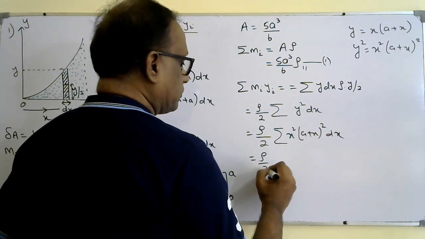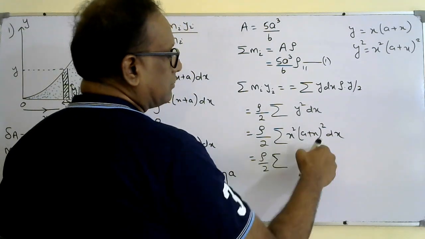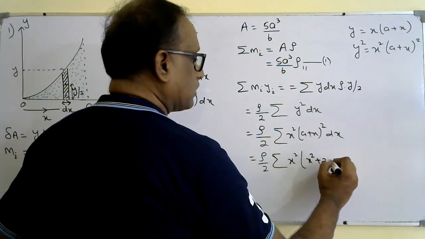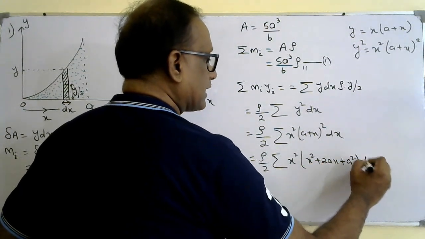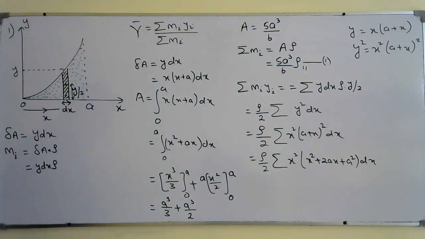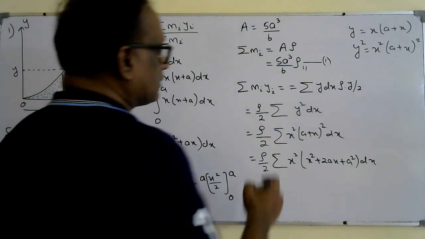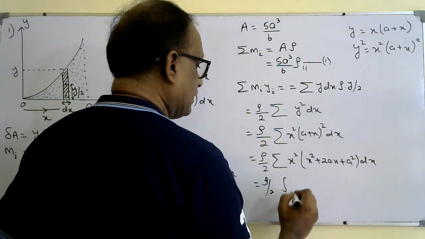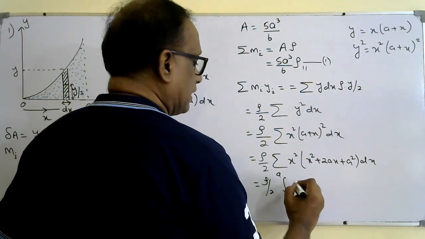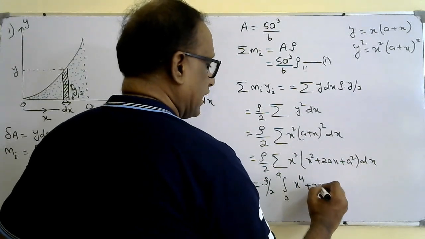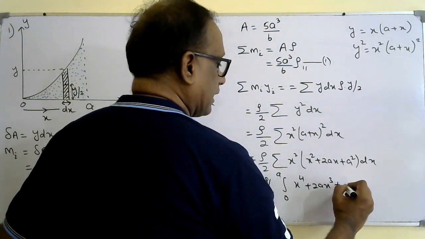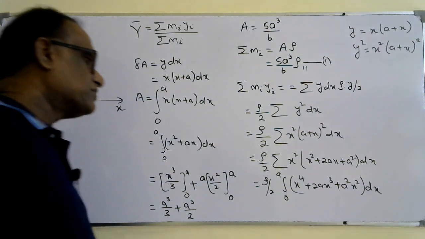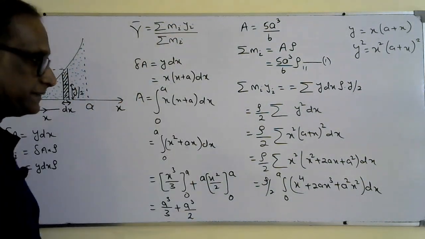We'll continue that, rho by 2 sigma x squared into x squared plus 2ax plus a squared dx. Then it's simple, you just expand that one. Sigma with variation means it's going to be integration. So rho by 2 integral 0 to a, x to the power 4 plus 2ax cubed plus a squared x squared dx. When we solve, we will get the value of the numerator.